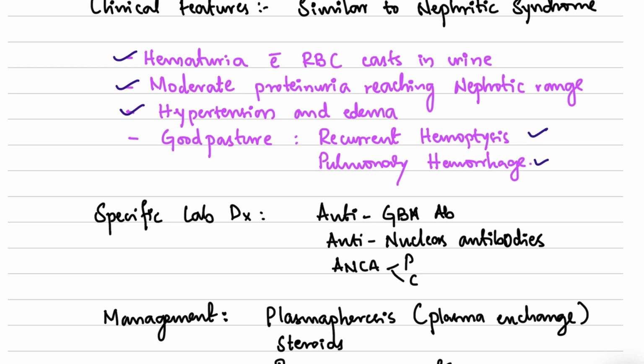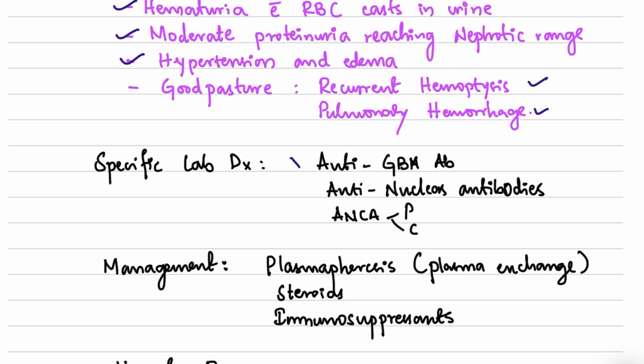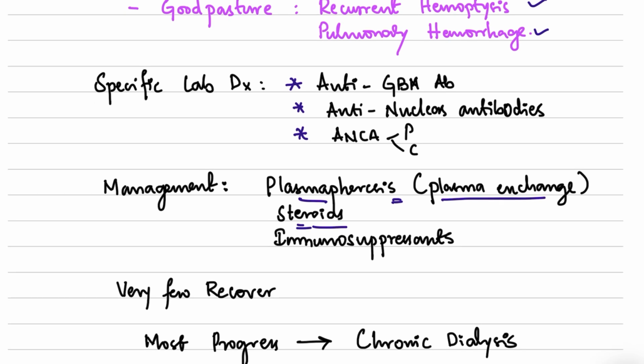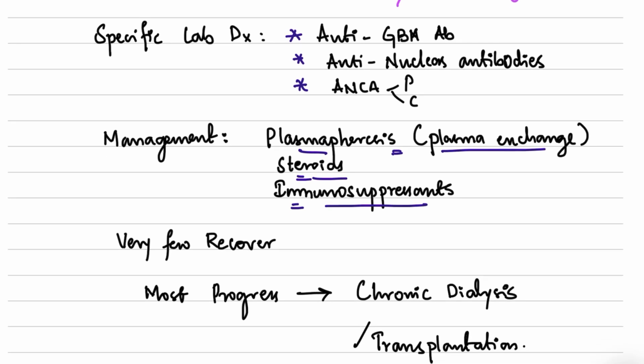Specific lab diagnosis for RPGN: we can find anti-glomerular basement membrane antibodies. If it is type 1, we can see antinuclear antibodies as well. And if it is the pauci-immune type, we can find P-ANCA and C-ANCA in the blood. For management, we can do plasmapheresis, that is plasma exchange. We can remove all those antibodies from the plasma and give the plasma back to the patient. We can put them on steroids, which will suppress the immunity so that antibodies are suppressed. Or we can also give immunosuppressants so that antibodies are not formed.